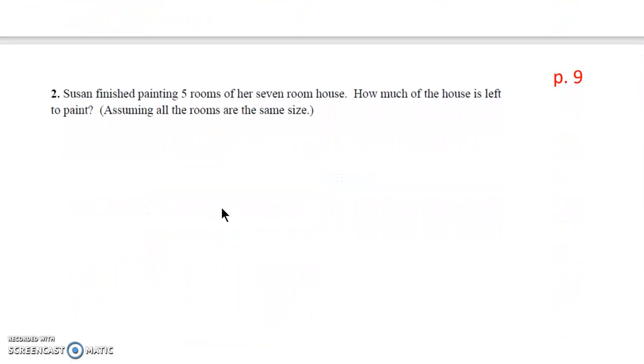Question number 2 for the do together is about Susan. So she's finished painting 5 rooms of her 7-room house. How much of the house is left to paint, assuming all the rooms are of the same size? So we know that she has painted 5 out of the 7. So what's left to do? We just have to take the 7 minus the 5 that she's done. That gives us 2. So 2 out of the 7 are left to paint.